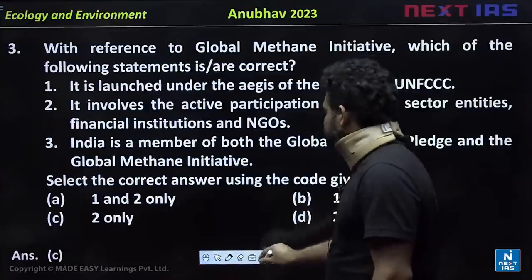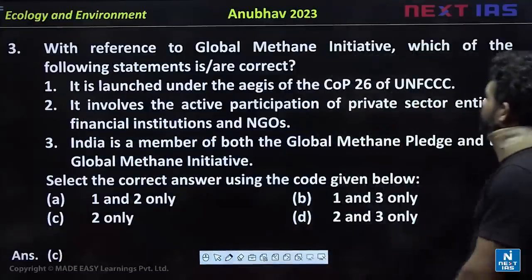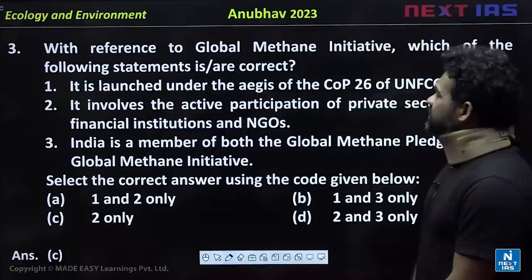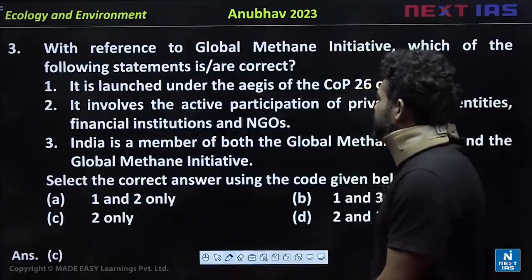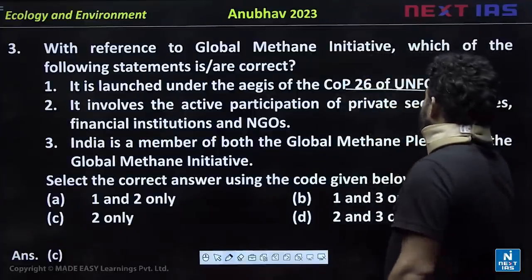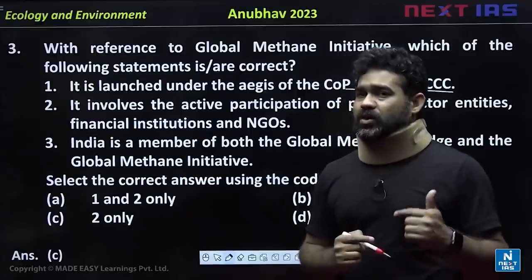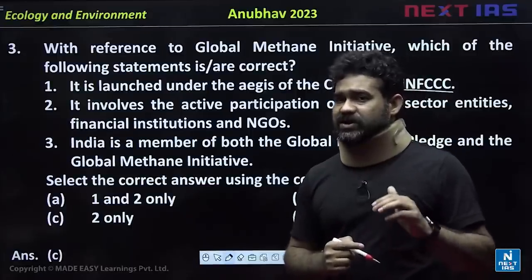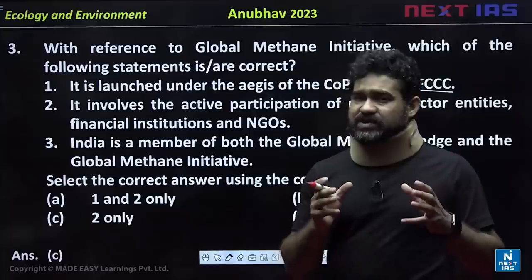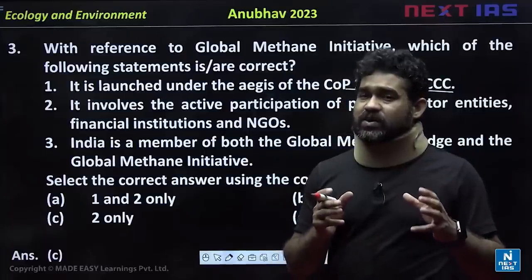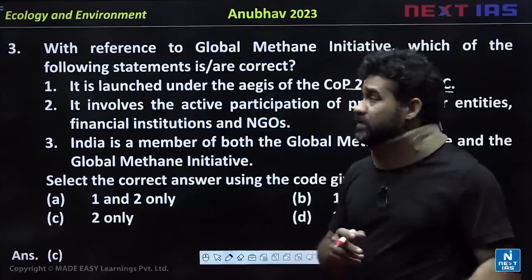Next is, with reference to Global Methane Initiative, which of the following statements is correct? It is launched under the aegis of COP26 of the United Nations Framework Convention on Climate Change. When the meeting took place in Glasgow, at COP26, the initiative which was launched was the Global Methane Pledge and not the Global Methane Initiative.